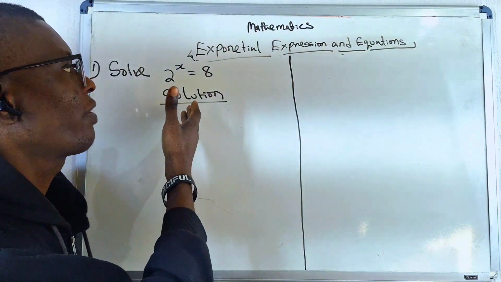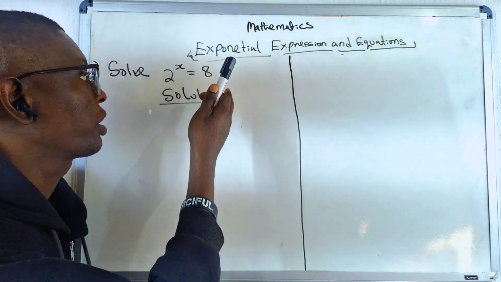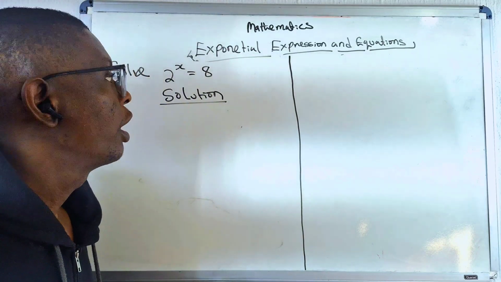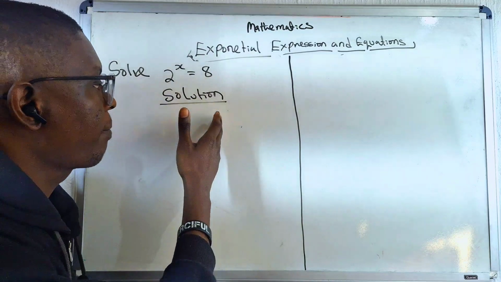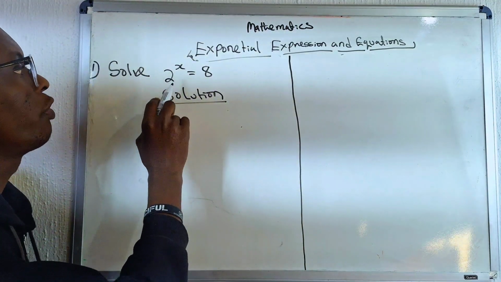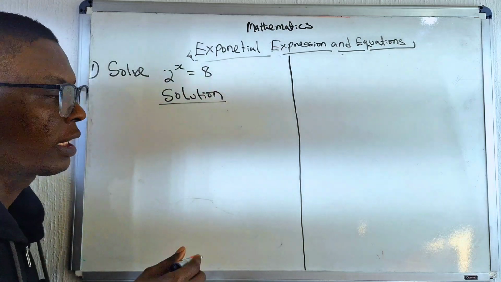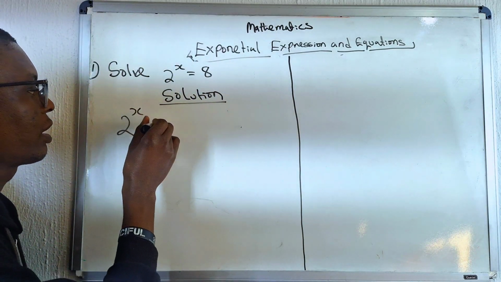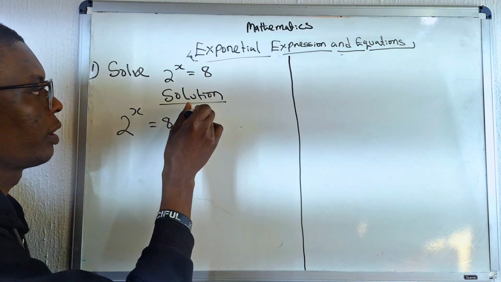So we have an exponential equation given to us here to solve. Remember, this is mathematics for early beginners. Okay, so I will take you step-by-step through the process to get to the answer. So we have to solve 2 raised to the power x is equal to 8. So I have my 2 raised to the power of x is equal to 8.